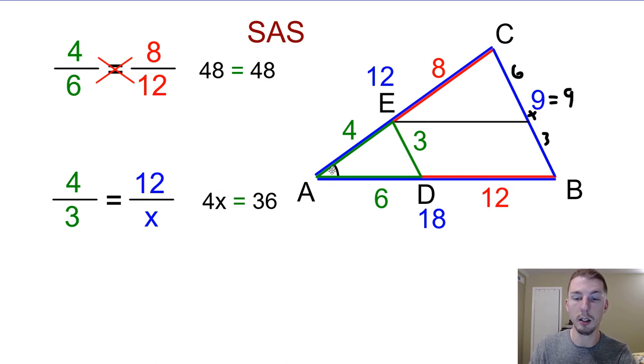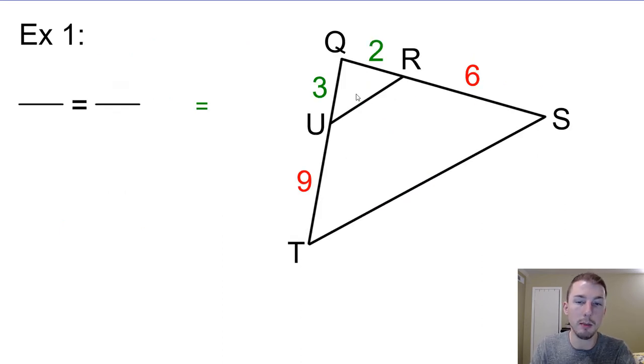And that was proving similarity with side angle side. So side, included angle, side. And remember, those two sides are proportional, and the angle has to be congruent. All right, so here's an example. Again, we've got this included angle here. It's the same angle Q for both of them. So we just need to check now that the sides are proportional.